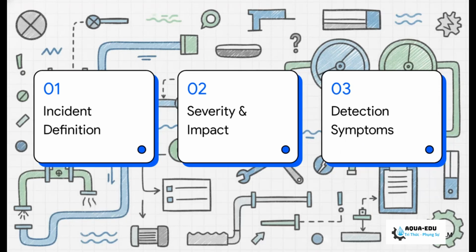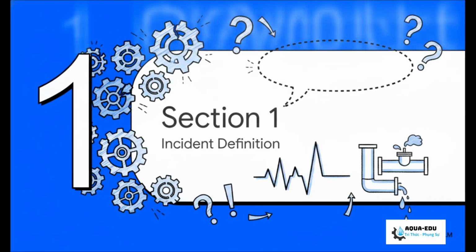Our standard operating procedure for this incident covers three distinct steps. First, we've got the incident name and definition. Second, the severity and impact scope. And finally, the detailed detection symptoms. Let's dive right in. Starting off with Section 1, Incident Name and Definition.